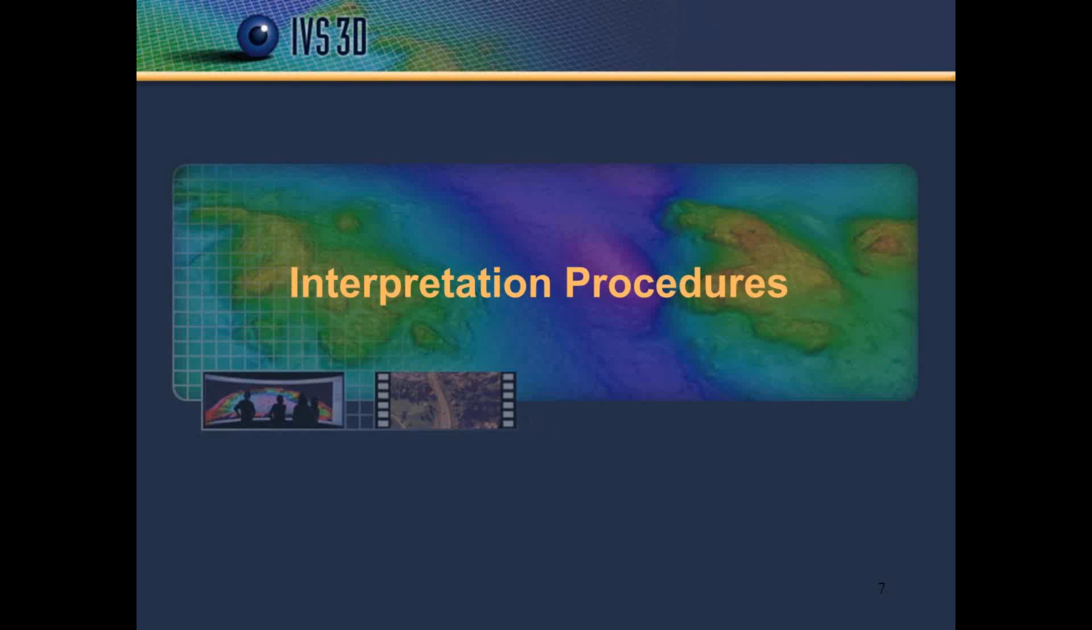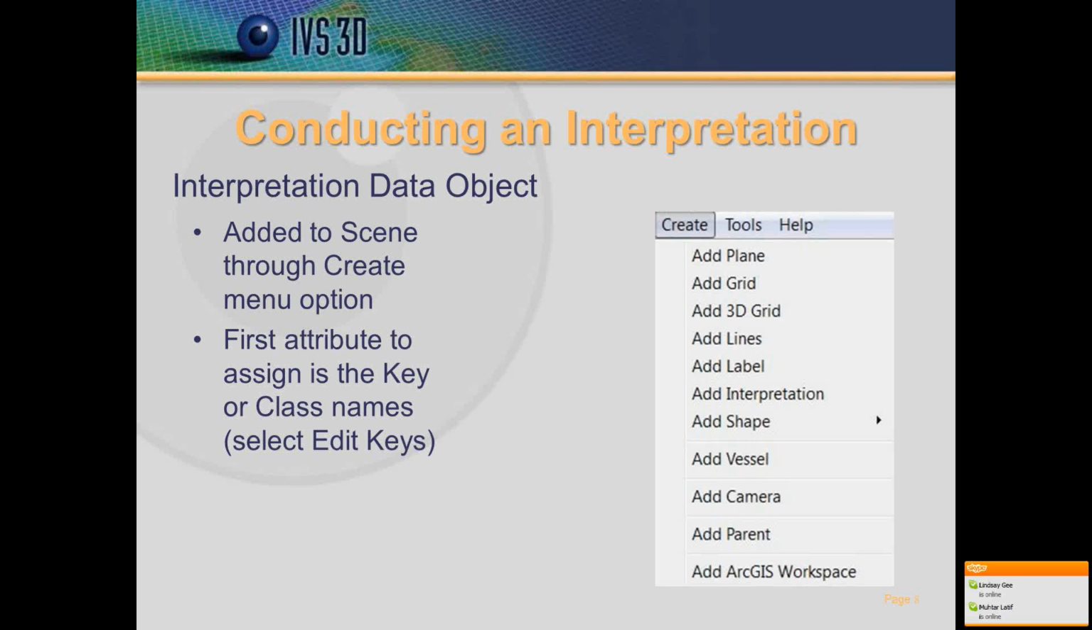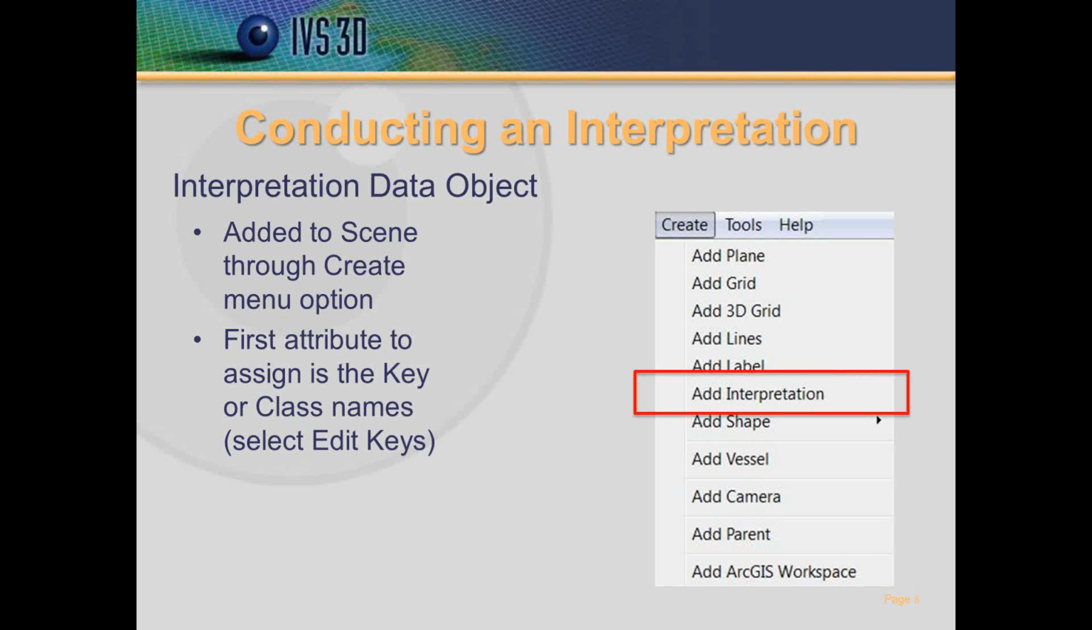So looking at the interpretation procedures, once you've got your scene built and you're ready to start your interpretation, the majority of interpretation is probably going to be done with the new interpretation data object that was added in version 7.2. So this is a way you go about capturing polygonal areas across your seabed. Now, to add an interpretation data object, you simply go into the Create menu option of Fledermaus and select the Add Interpretation menu option. And once you do that, within your scene, you'll have created an interpretation data object.